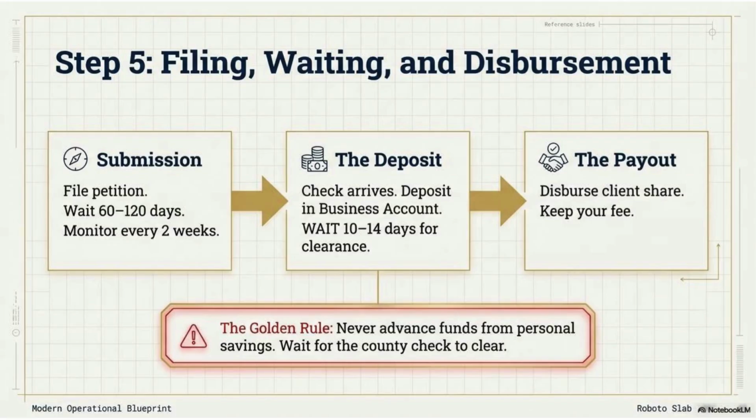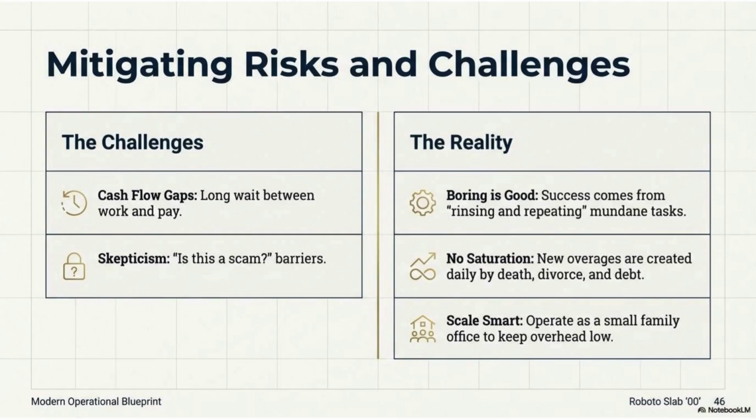Let me emphasize the golden rule that will protect your business. Never advance funds from your personal savings to a client. Never promise immediate payment. Wait for the county check to clear. Counties can and do issue stop payments if errors are discovered. If you've already paid out your client, you're personally liable for that loss. Patience.